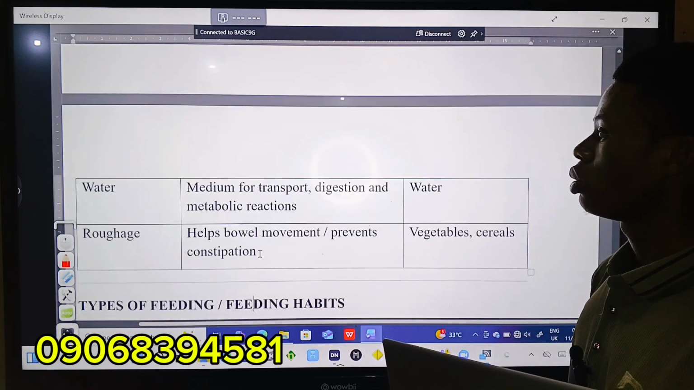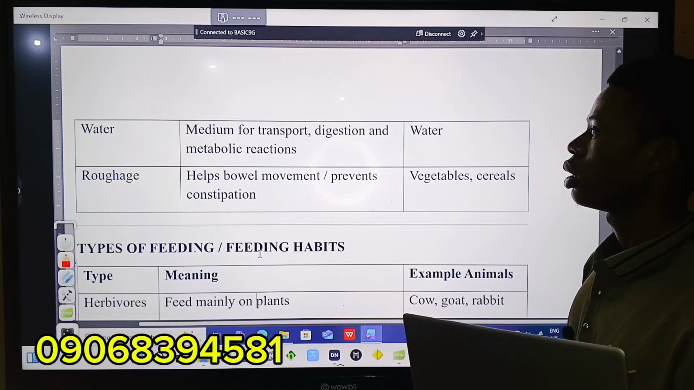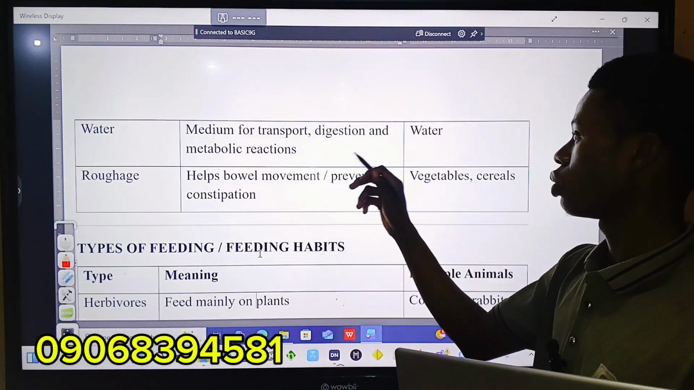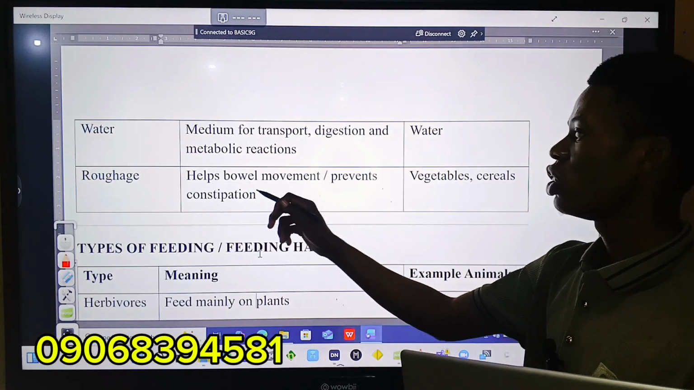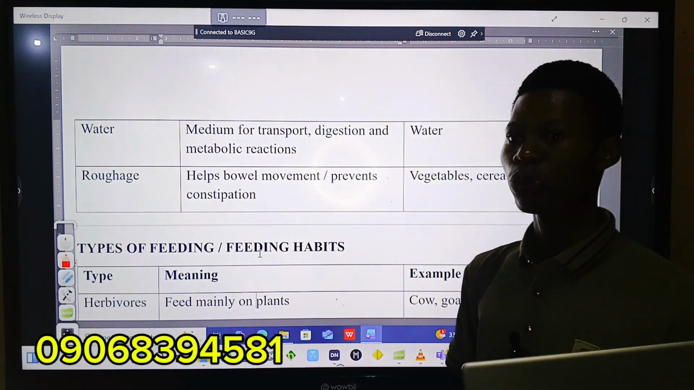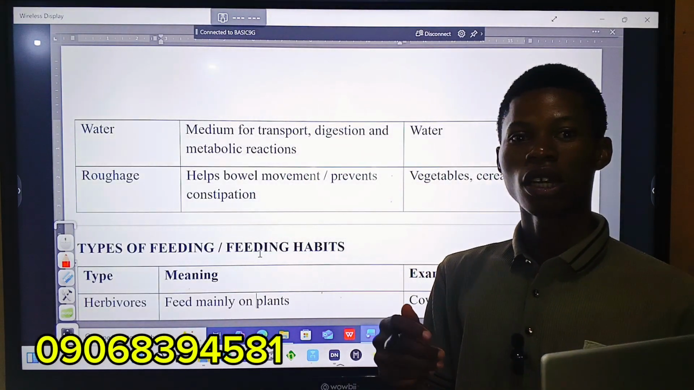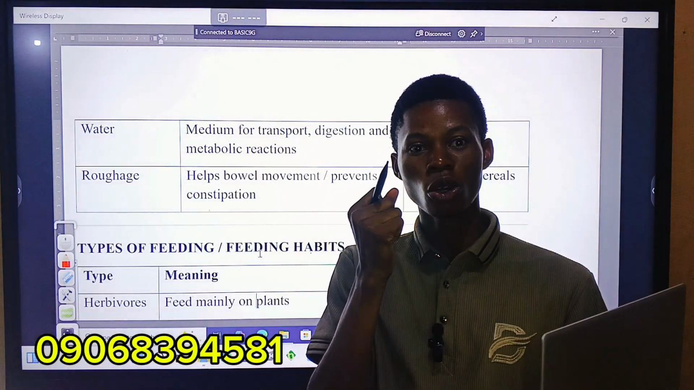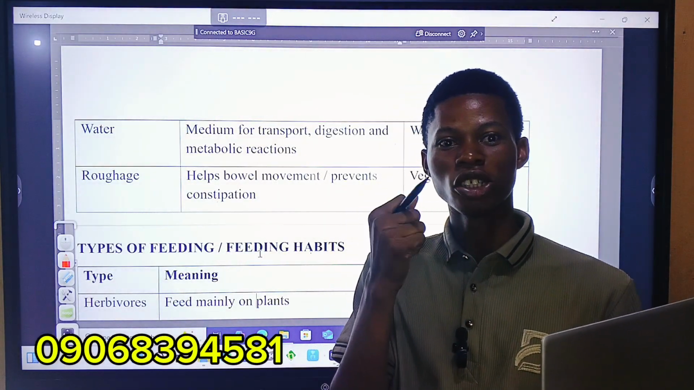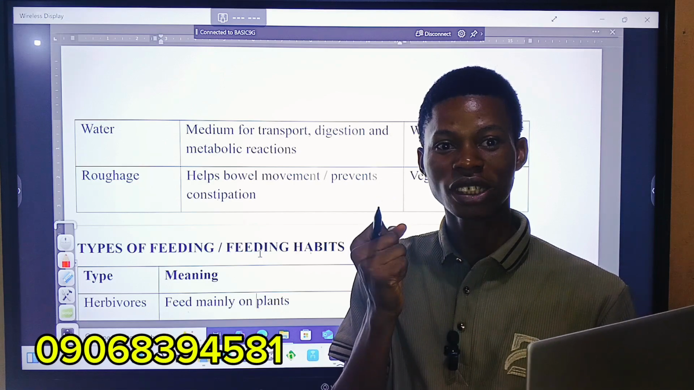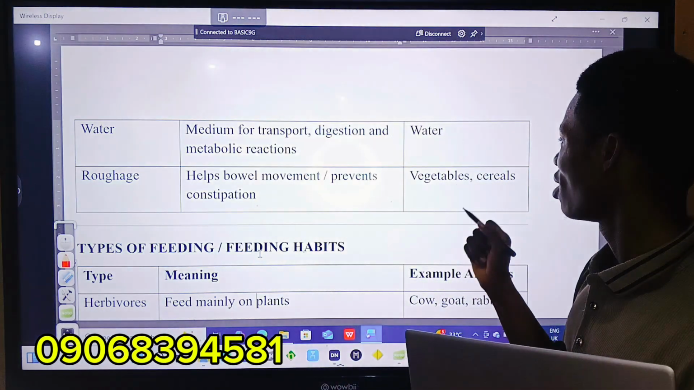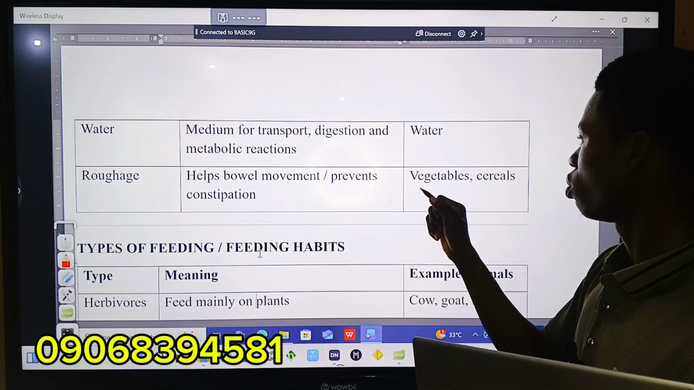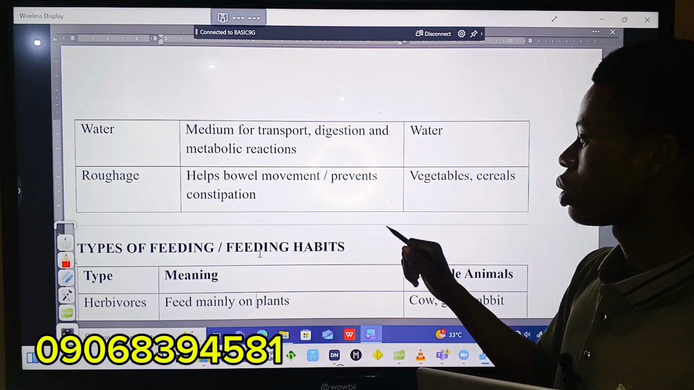All right, moving on. Water. We also have water, and water is the medium for transport, digestion, and metabolic reactions. Roughages help bowel movement and prevent constipation. Constipation is the inability to pass out your feces. In Nigerian English, you call it strong shit. All right, examples of something you can get roughages from: you have your vegetables and your cereals.